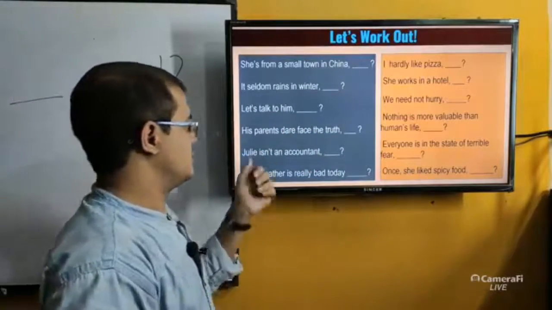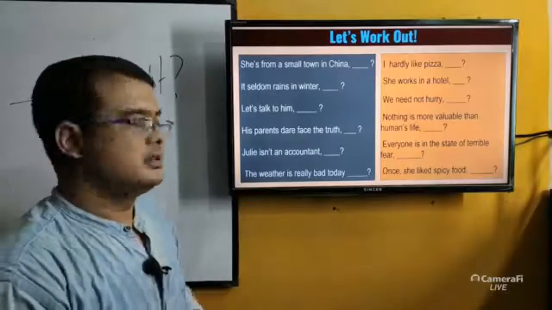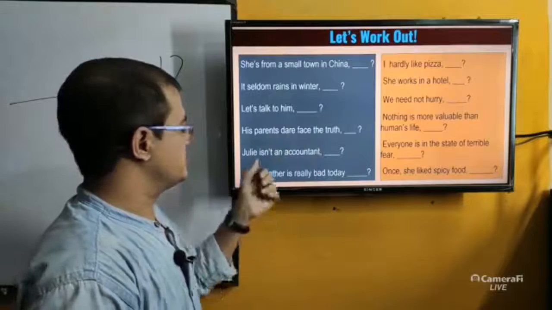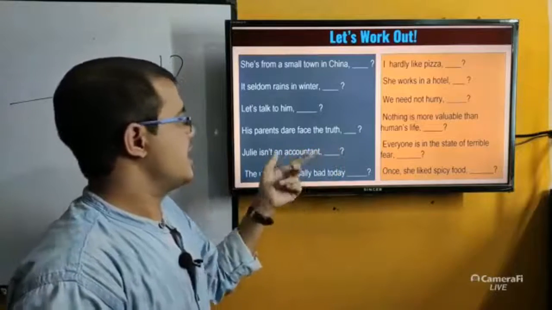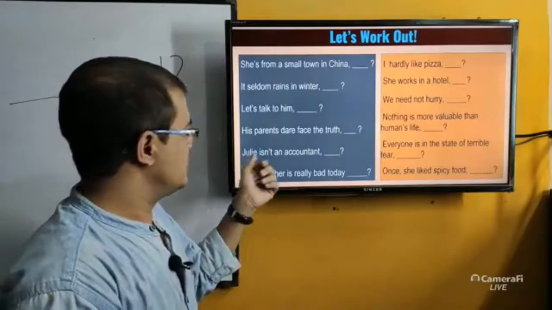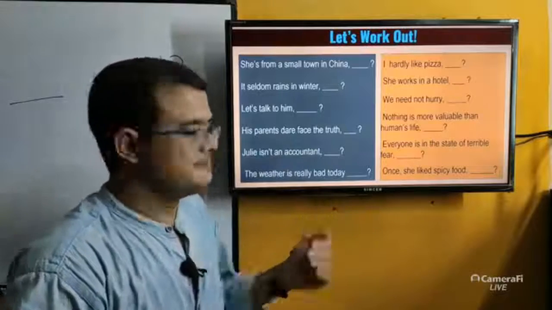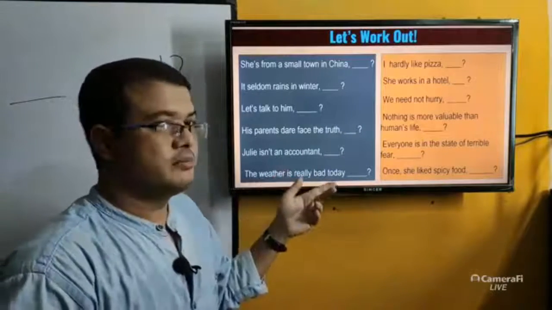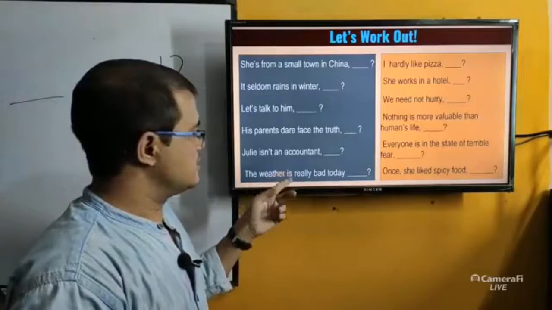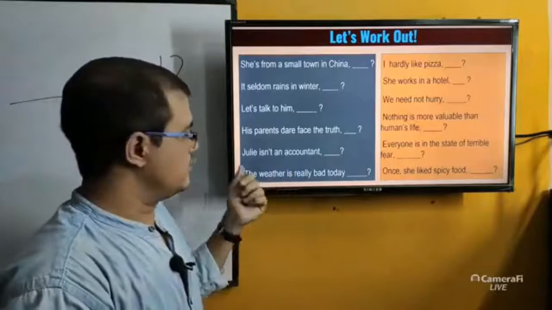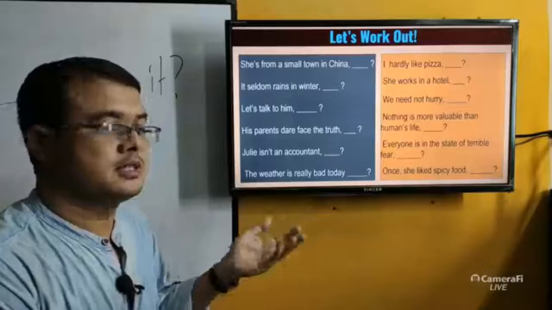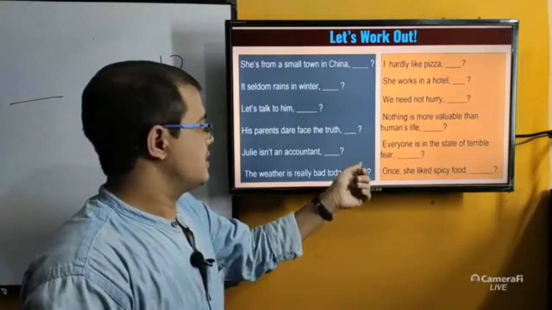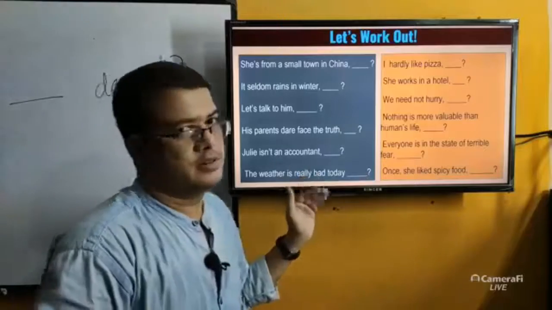Julie isn't an accountant. Since it is a negative, it will be positive. Is she? Okay, so Julie isn't an accountant, is she? The weather is really bad today. So is a positive, and weather, আবহাওয়া বোঝায়. So it will be it. So isn't it? Because it's a positive.